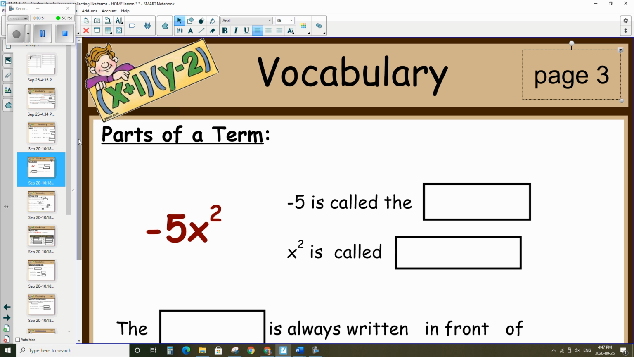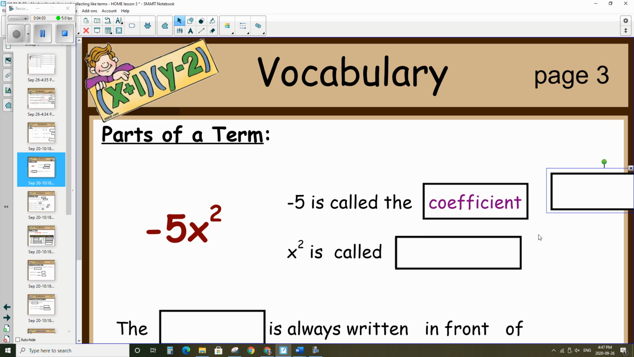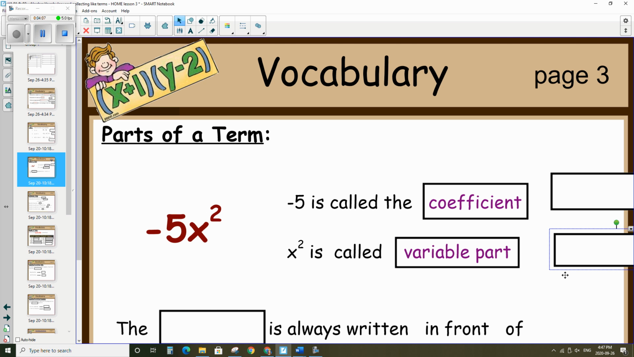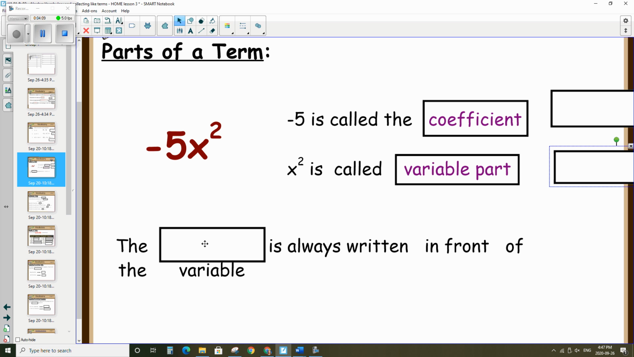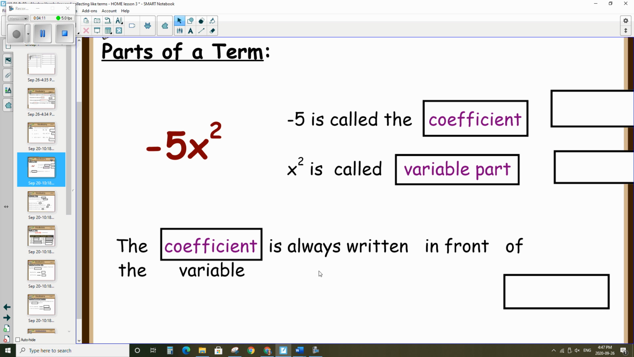All right, continuing on with page 3, parts of the term. So here's a term, negative 5x squared, and it has different parts. So the negative 5 is the number that's in front of the x squared, and we call that a coefficient. And then the x squared part we call the variable part. And the coefficient is always written in front of the variable. So you want the number first and then the letters after that.